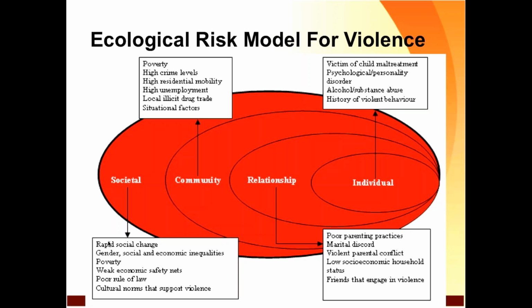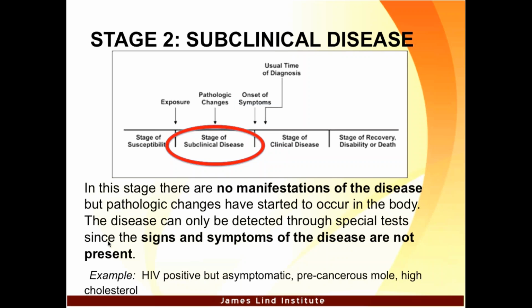All right, then let's have a look now at the subclinical stage. So now this stage here is when the person has been exposed or they've been infected, in the case of infectious diseases. And now you don't see symptoms or pathological changes, but the person is infected. So a good example of that would be somebody who's HIV positive, but they haven't got any symptoms. It could be a precancerous mole, high cholesterol. So here, there are no manifestations of the disease, but pathological changes have started to occur. At this point, the disease can usually only be detected through special tests because the signs and symptoms are not apparent.